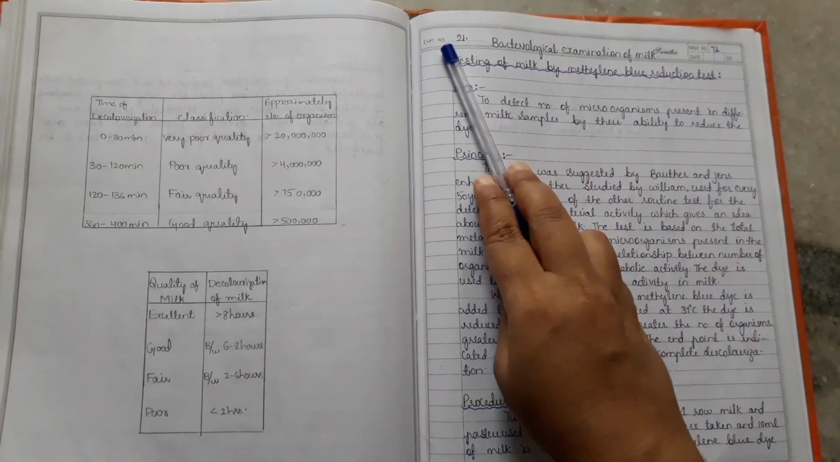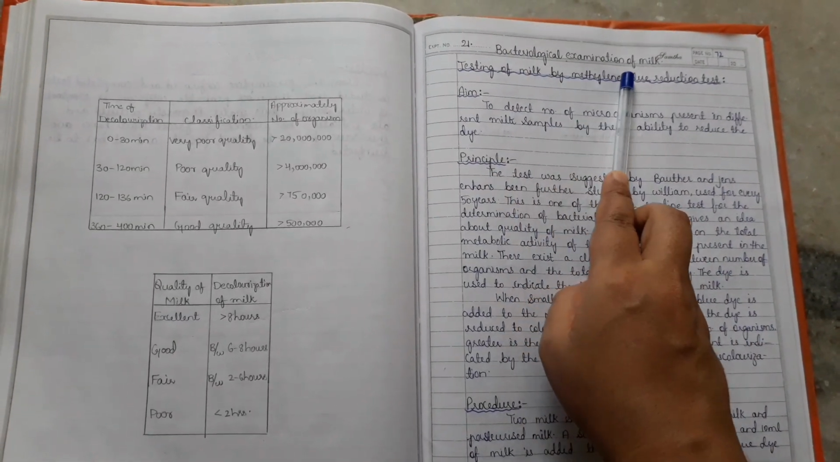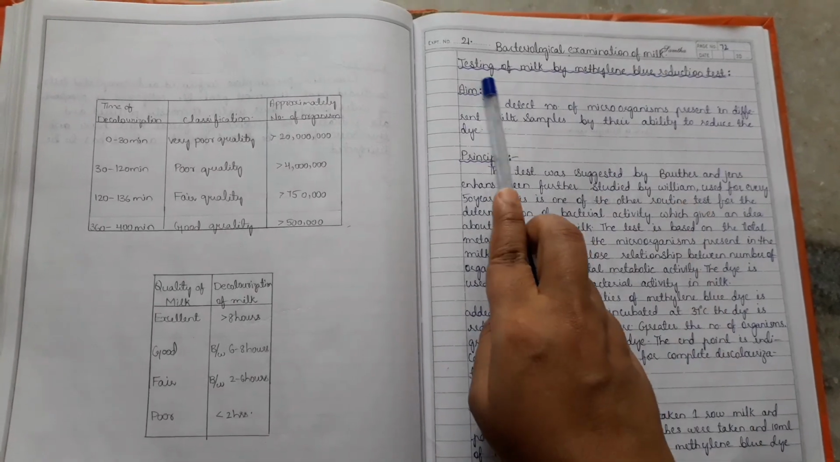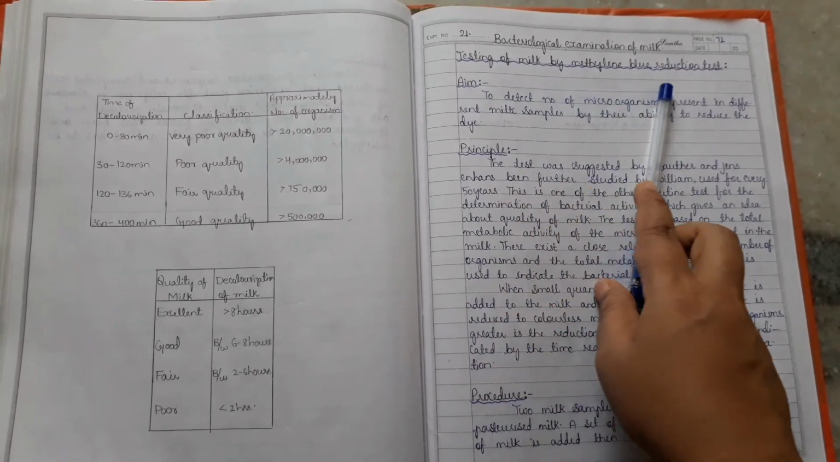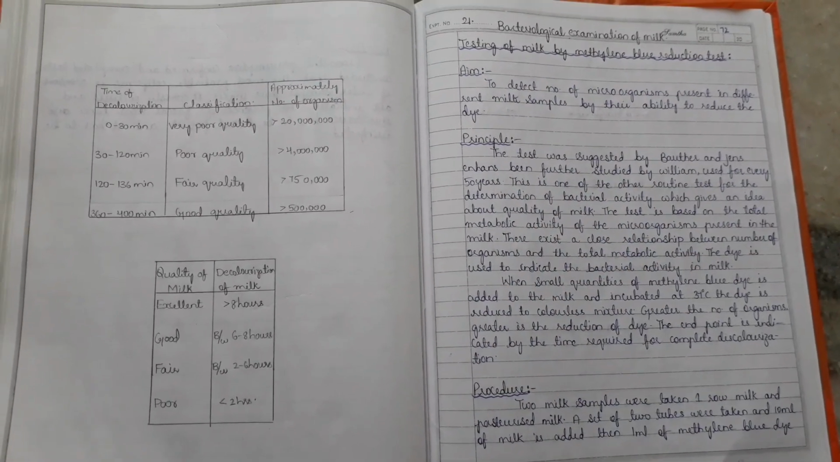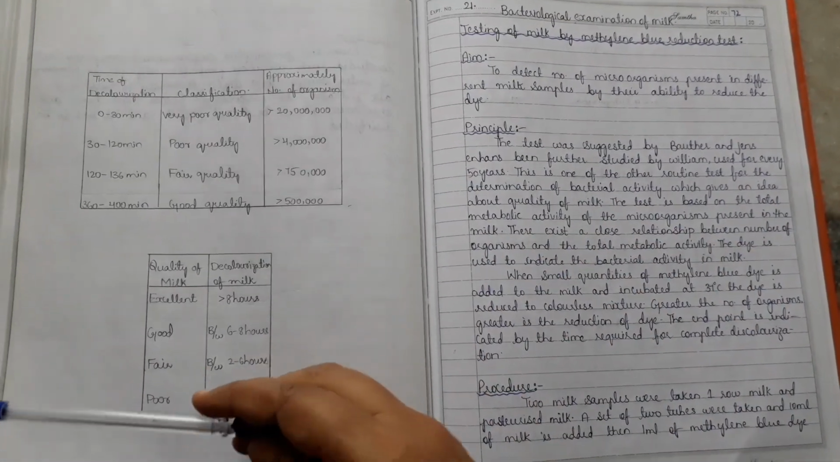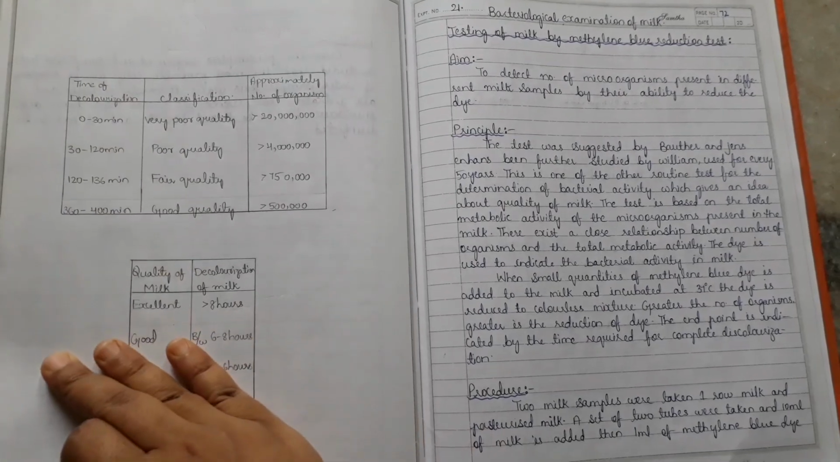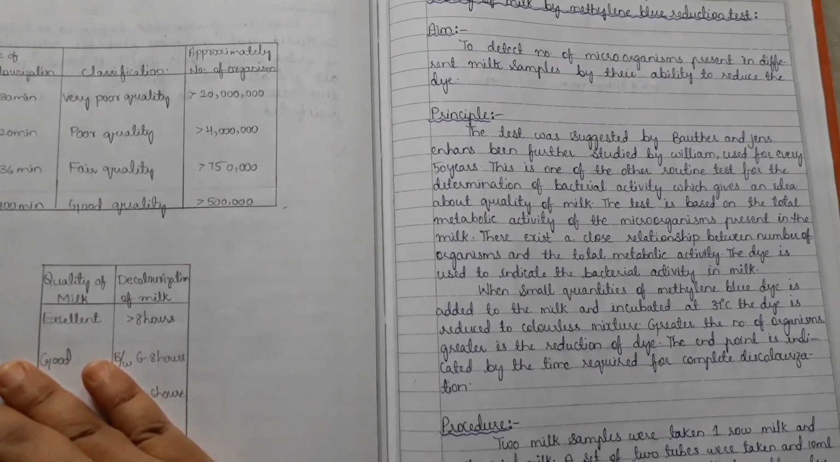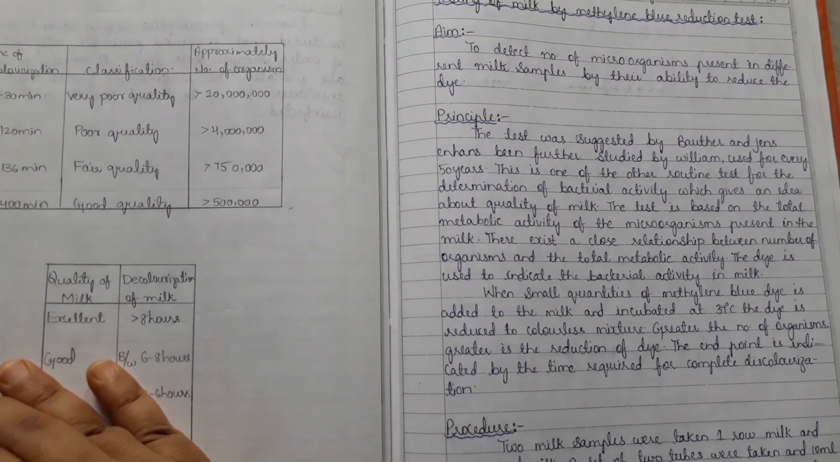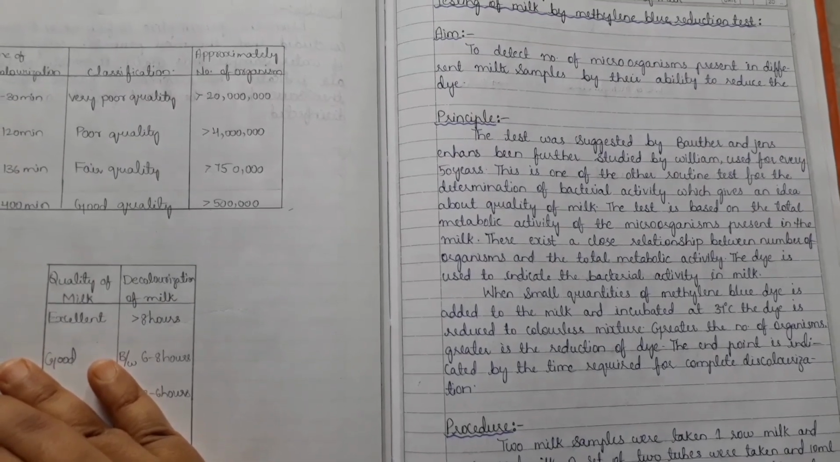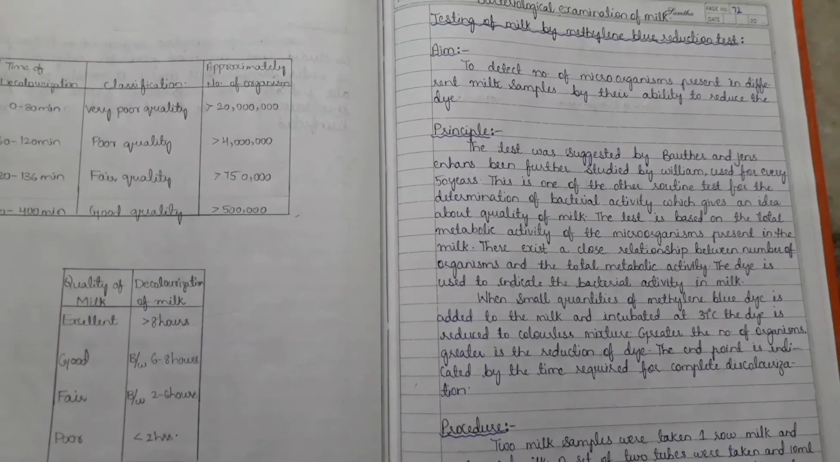So the 21st one is bacteriological examination of milk. Testing of milk by methylene blue reduction test. So this is the principle and the procedure, to detect the number of microorganisms present in different milk samples by their ability to reduce the dye.